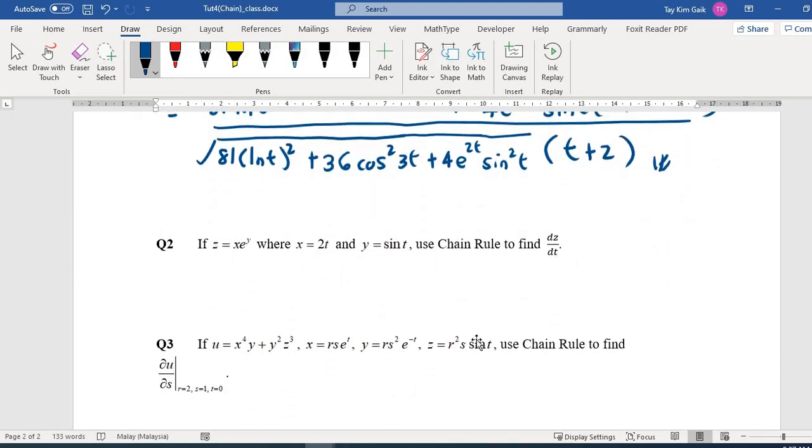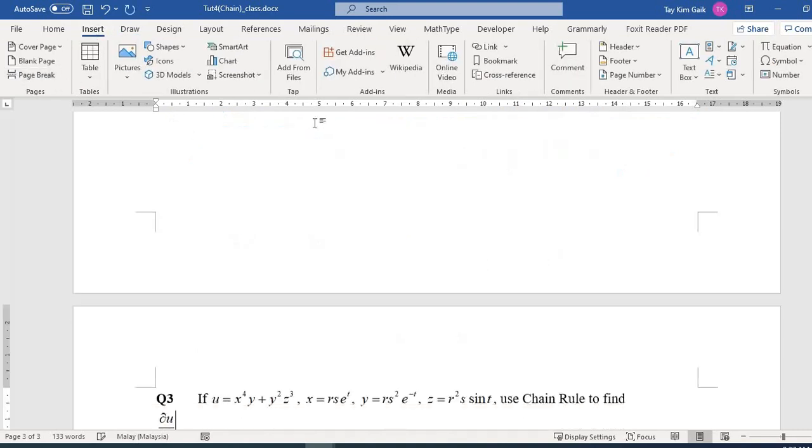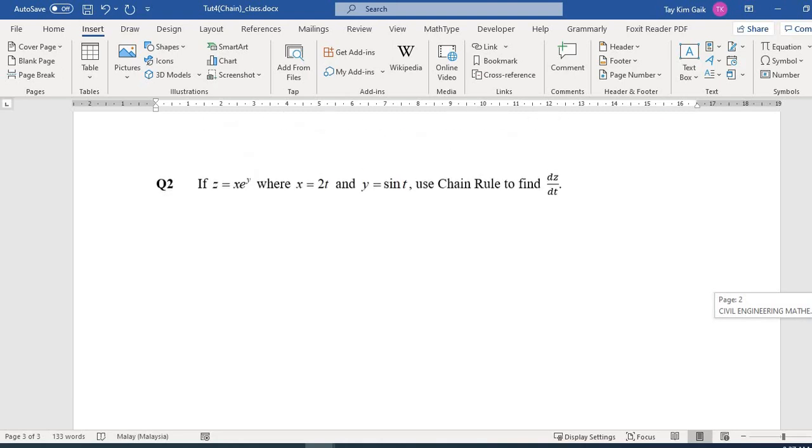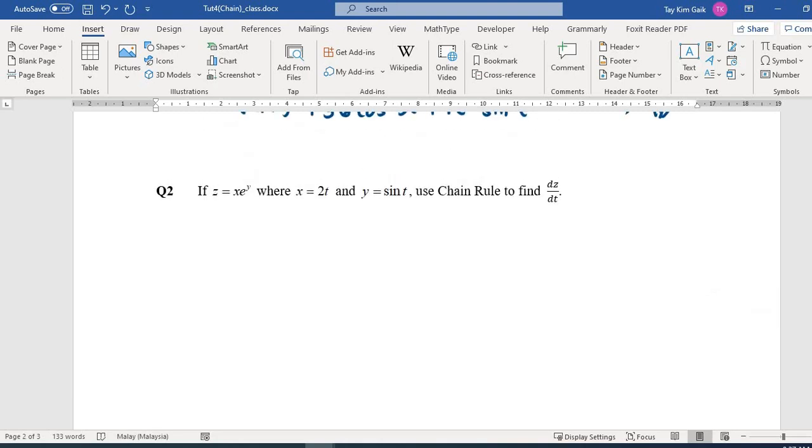So question 2: if z is x exponent y, where x is 2t, y is sin t, use the chain rule to find dz dt. Again, now z is only a function of two variables x and y. However, x and y depend on only one parameter t. That's why you can find dz dt.